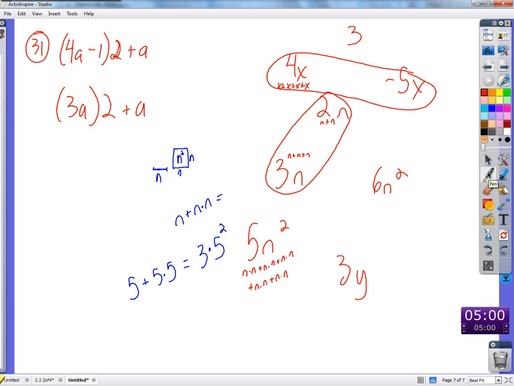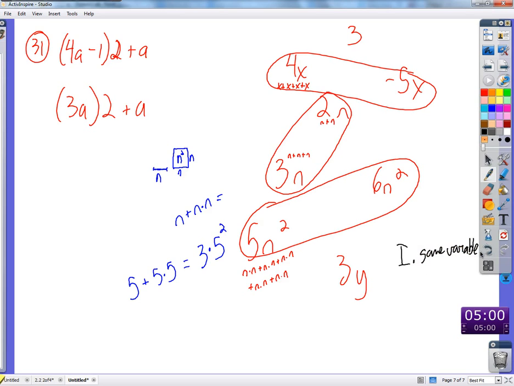So, does 5n squared have any like terms? 6n squared. So 4x and negative 5x were like terms. Why? What do they have in common? What was alike between them? The variables were the same. So if we were to write a rule for like terms, one, they have the same variable.